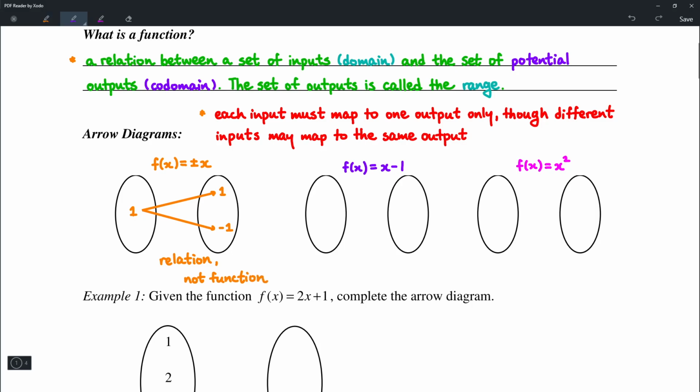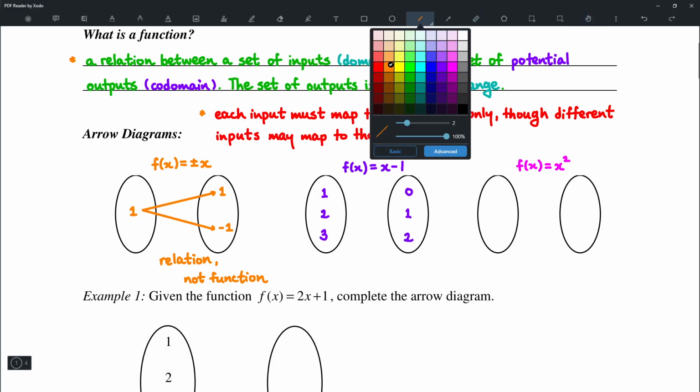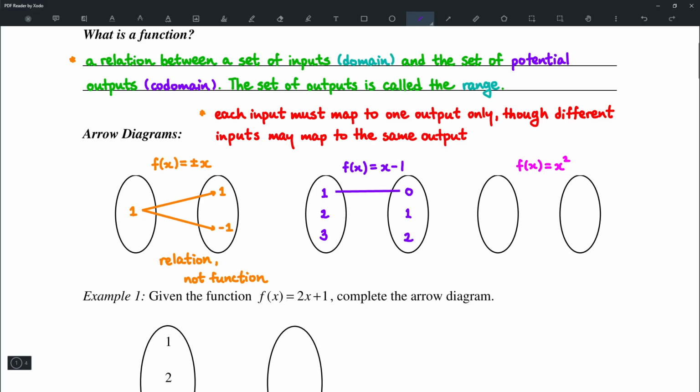Second, we have f of x equals x minus 1. So for example, we can have x equals 1, 2, and 3. And of course, 1 minus 1 gives us 0, 2 minus 1 gives us 1, and 3 minus 1 gives us 2. This is a function, and it's known as a one-to-one function since each element in the domain maps to a different element in the range.